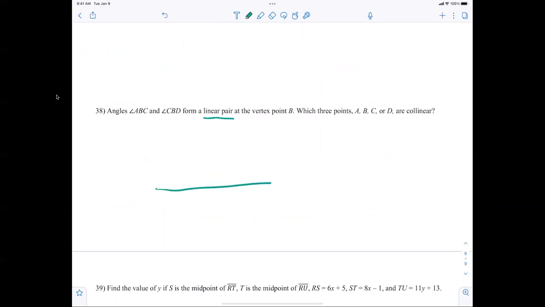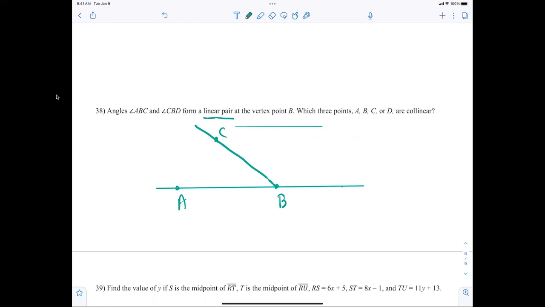So the first thing we would do is do this, right? And I can say, if I drew this, B is the vertex, right? So I can call this ABC and this CBD. That's what linear pair means. Does that make sense now?